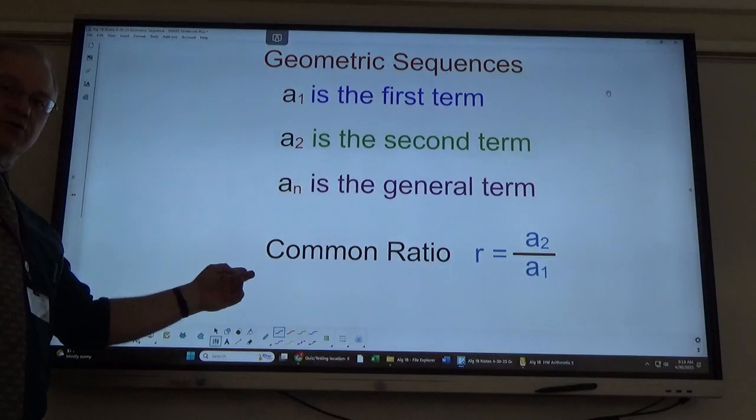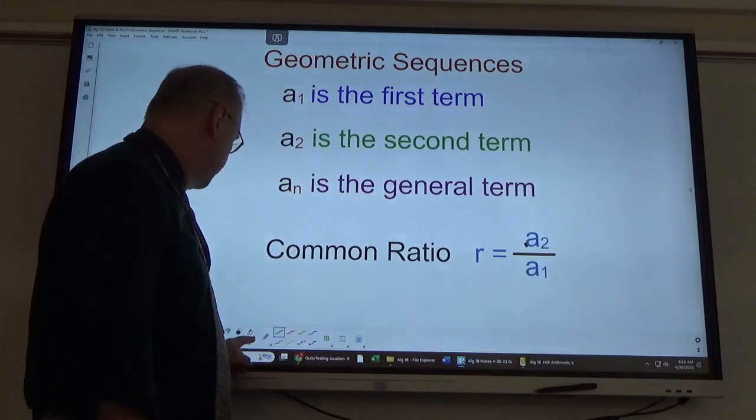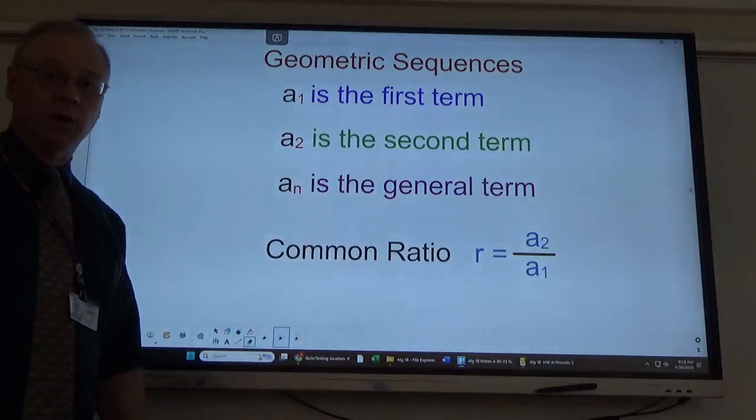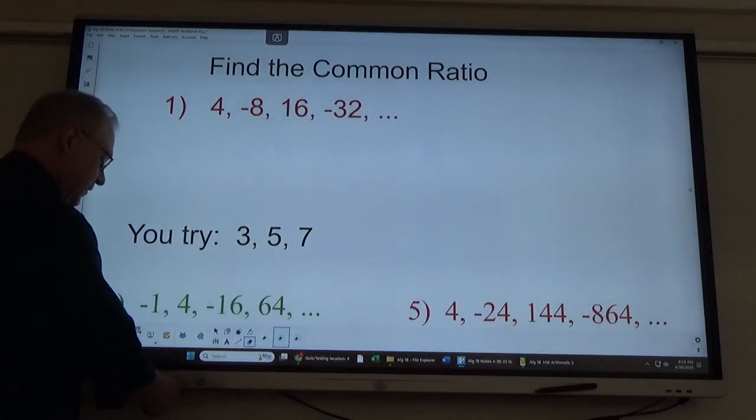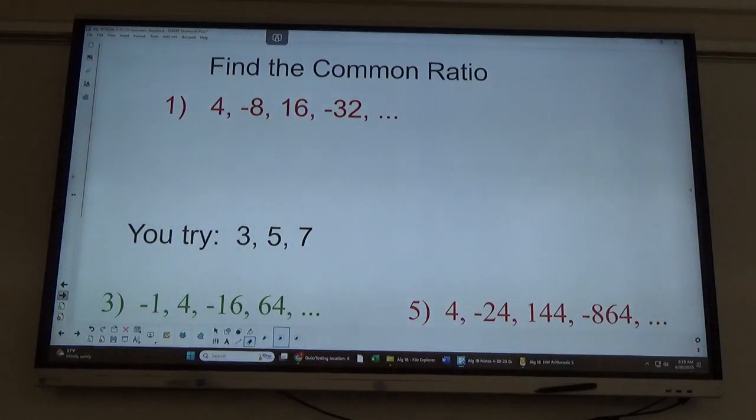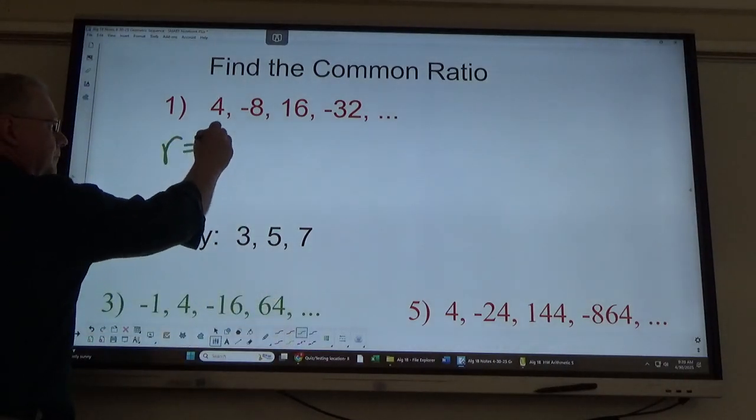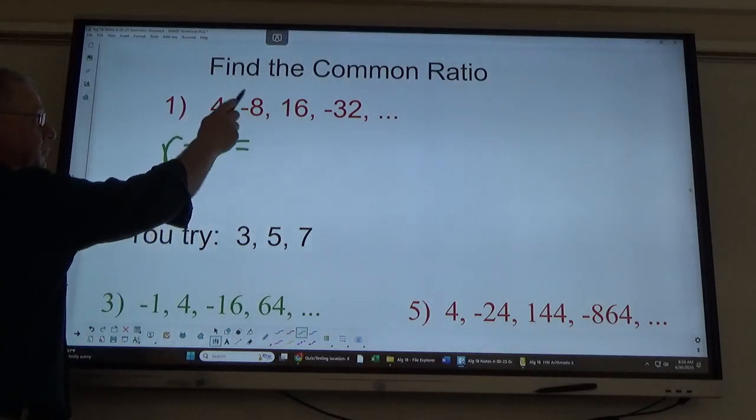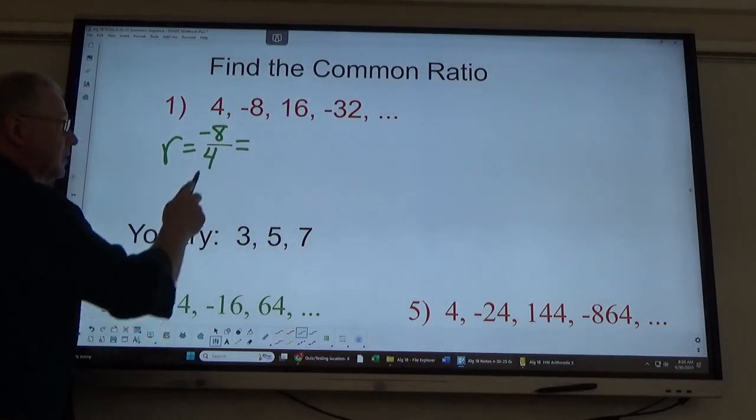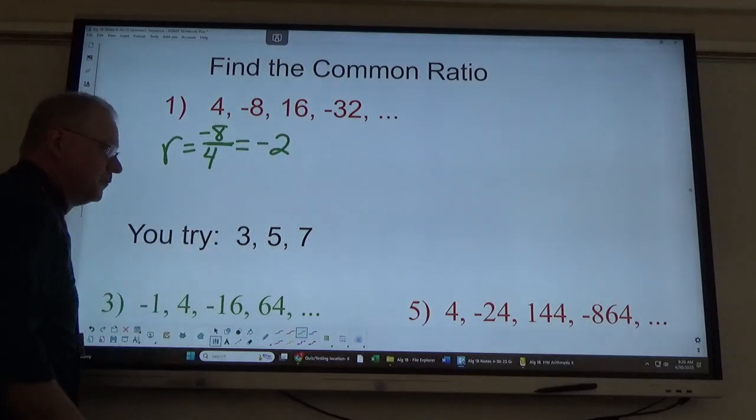The common ratio is found by taking a sub 2, r is a sub 2 divided by a sub 1. So when you want to find the common ratio here, we need to take the second term, in this case -8, and divide it by the first term, 4. Remember, this is a sub 1, a sub 2, a sub 3, a sub 4. So we've got -8 divided by 4, -2.